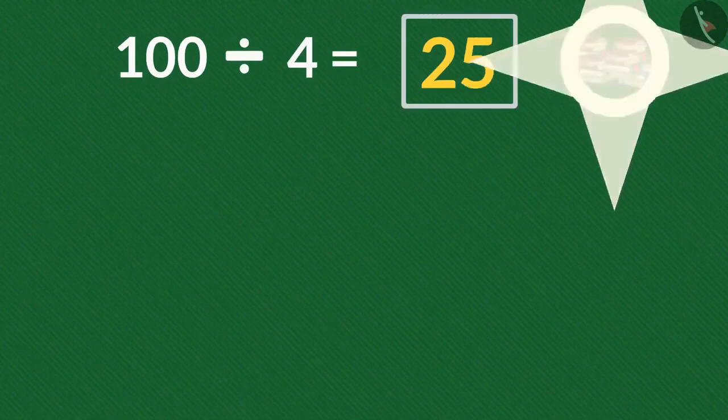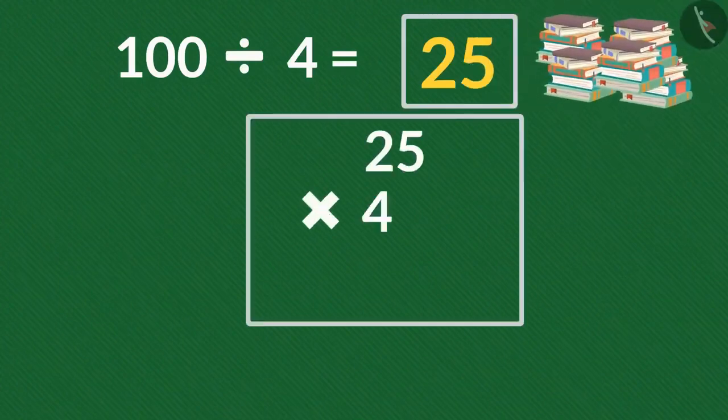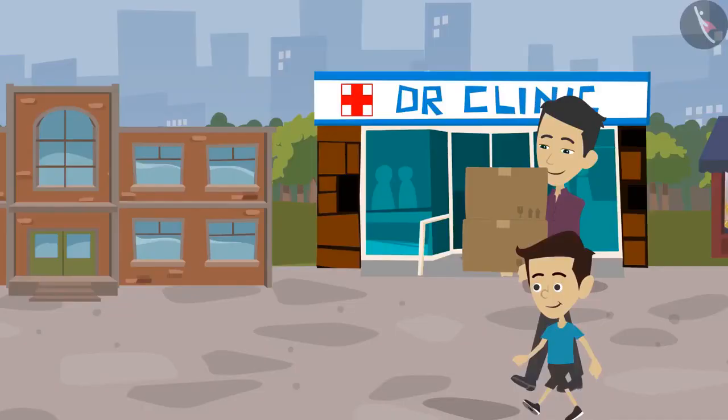Hundred divided by 4 is 25. So I will give 25 books to him. But Dad, 25 books cost 1000 rupees and we are taking 1500 rupees from uncle.